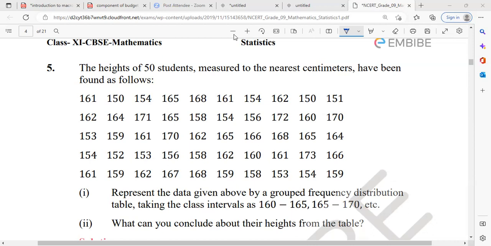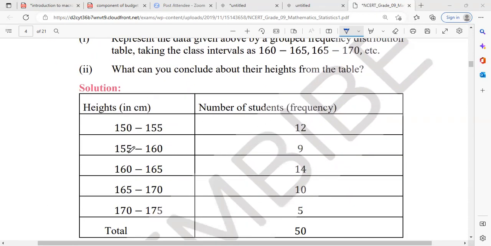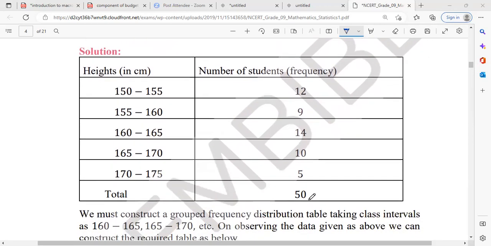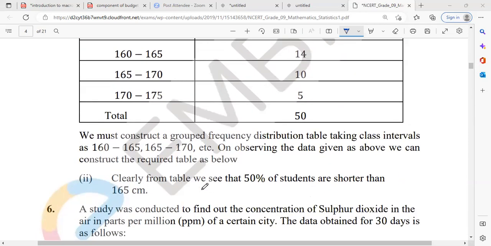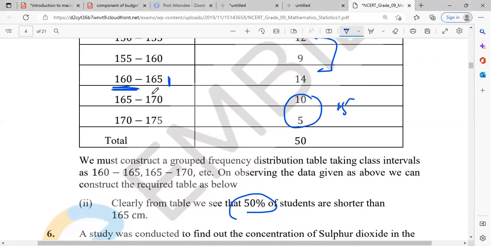Ma'am, I'm done. Okay. So I hope it is like this: 150 to 55, then 12, 9, 14, 10, and 5. So over here, clearly from the table, we can see 50% of the students are shorter than 175. Over here, this is 165. When you add this, 10 and 5, it is only 15. But when you add all this, it is more. So you can see more students have height shorter than 165 centimeters.